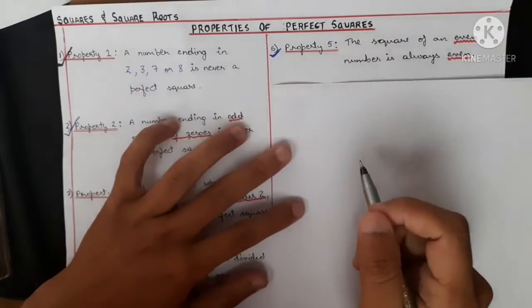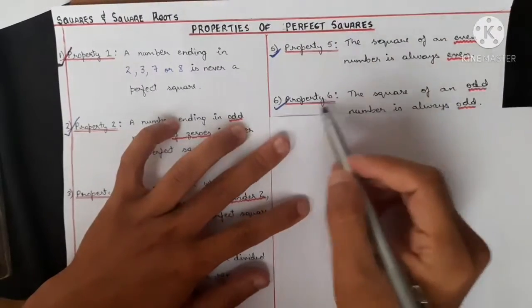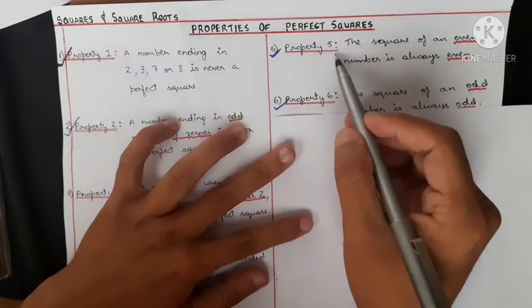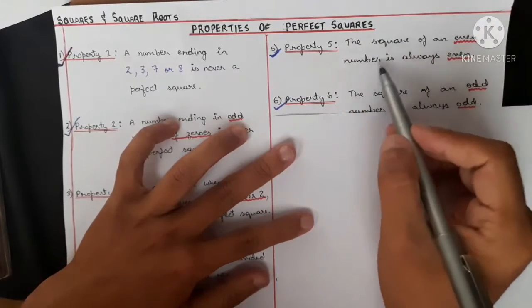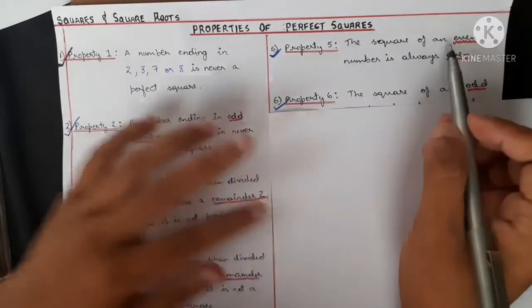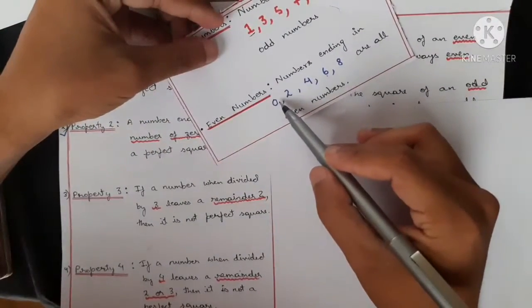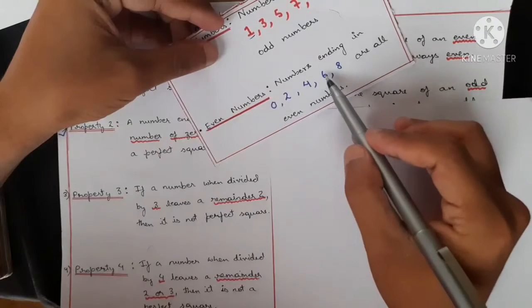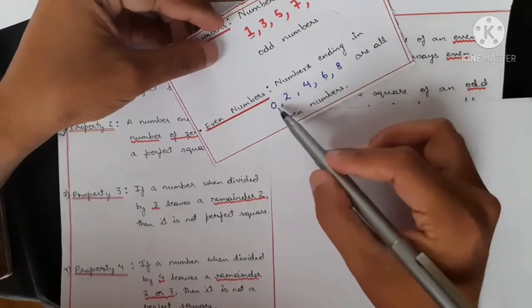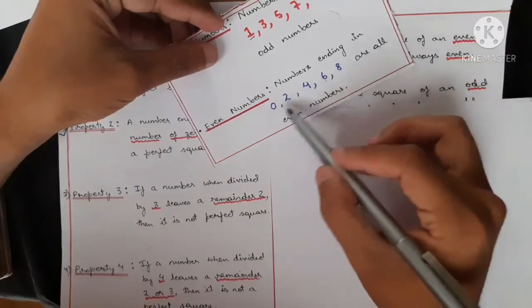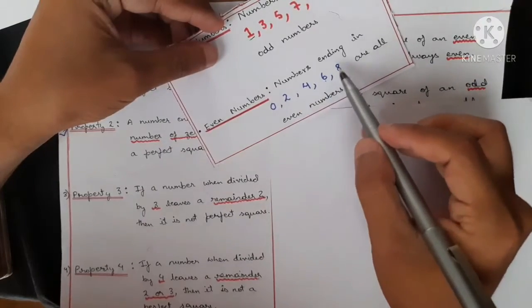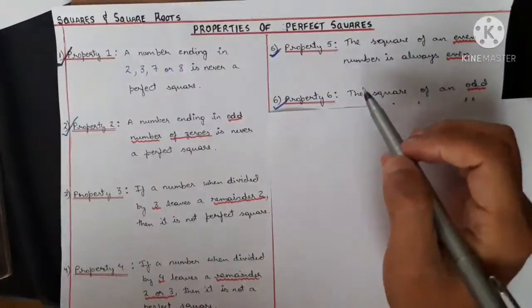Students, today we will do property number 5 and property number 6. Property number 5 says that the square of an even number is always even. First of all, let us see what is an even number. Even numbers are those numbers ending in 0, 2, 4, 6 or 8. All numbers ending in these are even numbers.